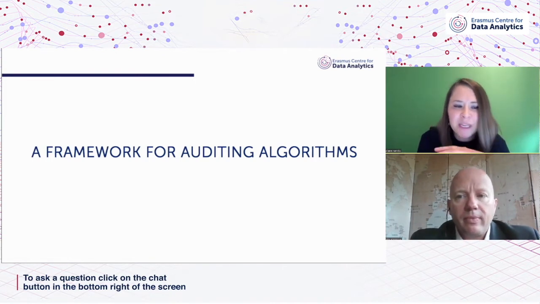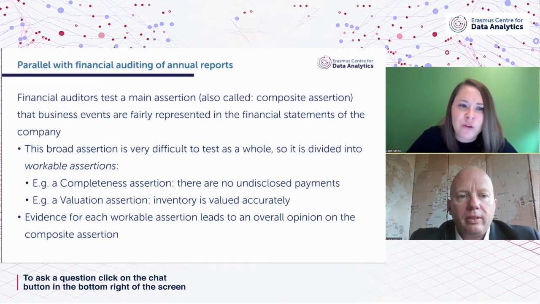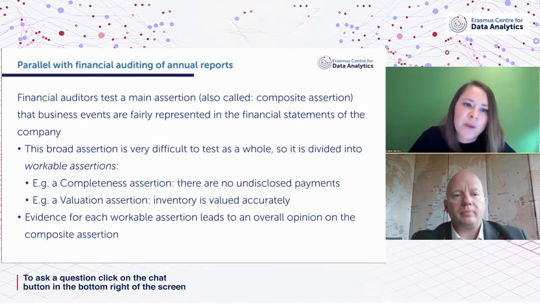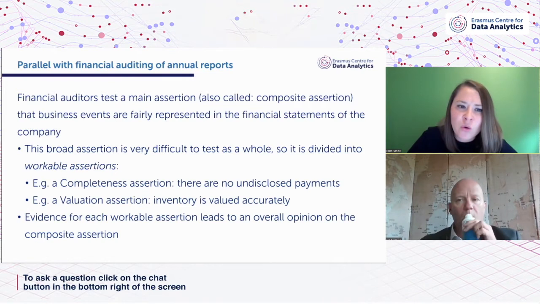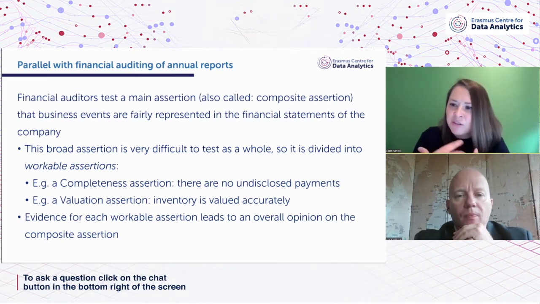I'm going to take over here because this framework comes from my line of research, which is financial auditing. And we borrowed from this financial auditing framework three important aspects. When a financial auditor performs an audit, they give an opinion with respect to a composite assertion, a global assertion. So they give an opinion with respect to whether the company represents fairly its business events in its financial statements. Because this is a very general assertion, auditors break it down into small workable assertions that they can actually collect evidence on.